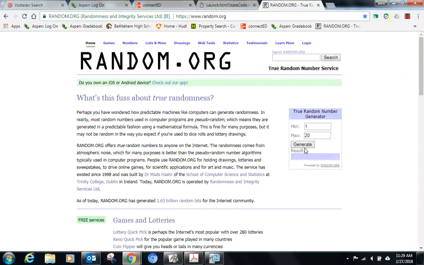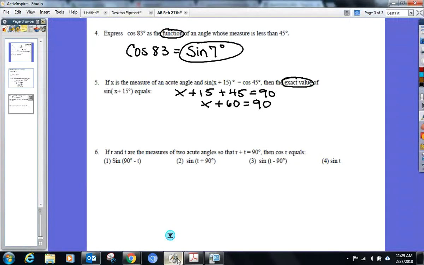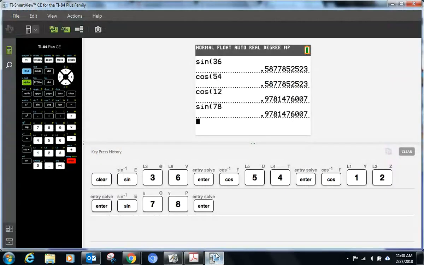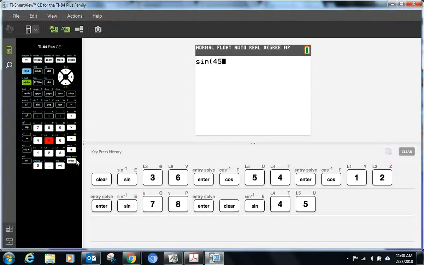Whenever you're ready, let me know. Okay, so am I. What is it? 30. All right. I didn't want x. What did I want? The sine of x plus 15. All right, plug it in. So I found x was 30. Plug it in. What am I looking for the value of? The sine of 45. But what did we say at the beginning? Do I want that?